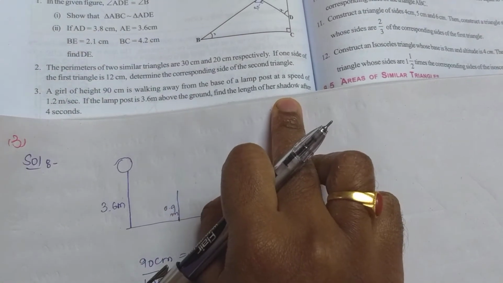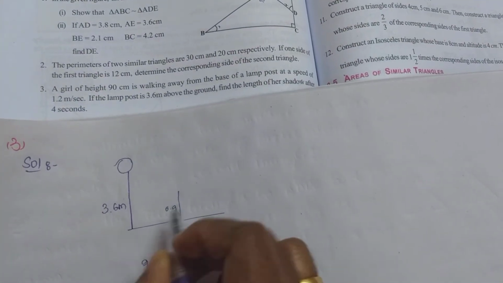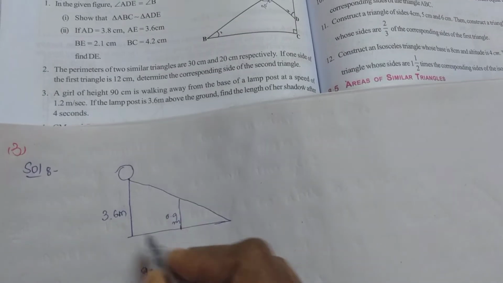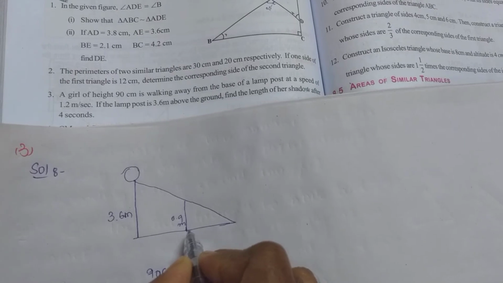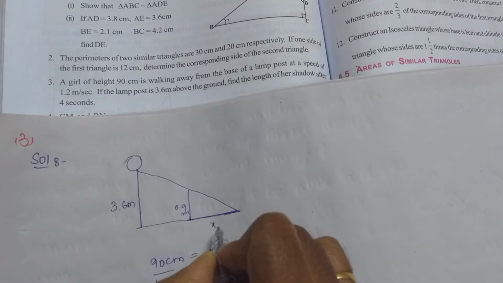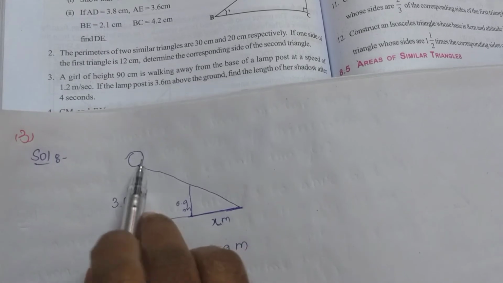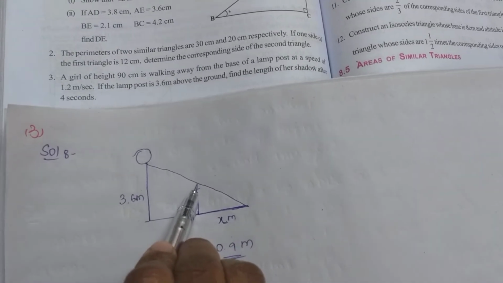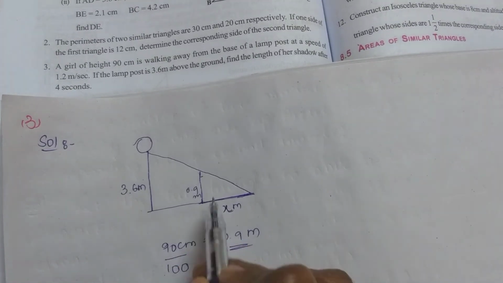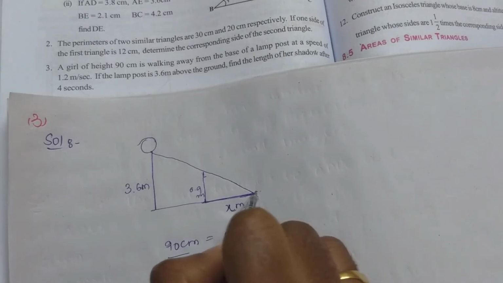So what did they ask us to find here? Length of her shadow after 4 seconds. So when the light falls like this, the shadow will be this thing. This is the length of the shadow that we have to find. We don't know it, that's why I am putting it as x meters, the length of the shadow. When the light falls on her head, this will be the head and these are the legs. So when the light falls here, the shadow will be from here to here. The entire thing is the shadow. Correct?